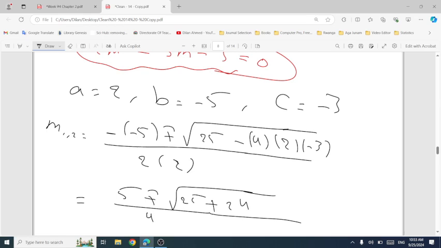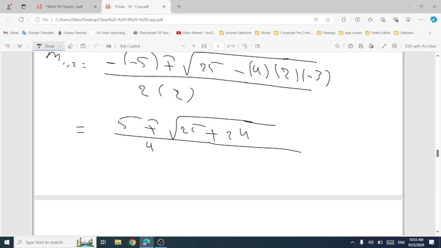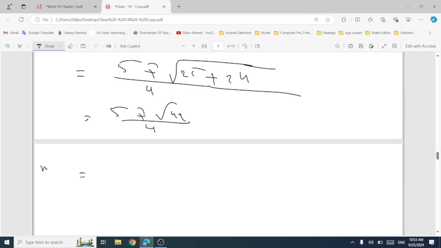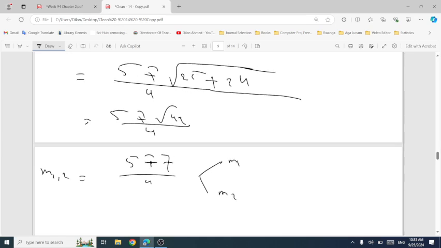Tamam? And I'll get what? 49. So 5 plus or minus 49 over 4, with the square root. And m1 equal to what? 7 plus 5 over 4, that is 12 over 4, which is 3. And the other one, 5 minus 7 over 4, minus 2 over 4. Am I right? Tamam. Clear? Understood? Good. Yes?